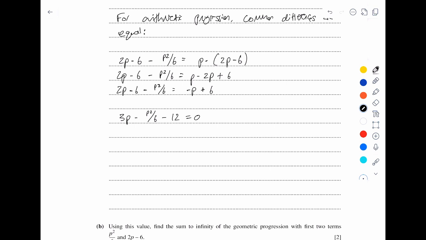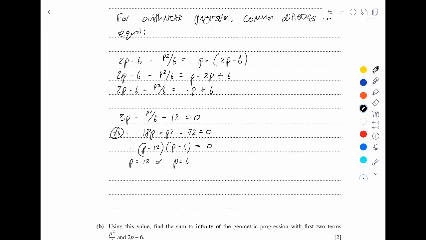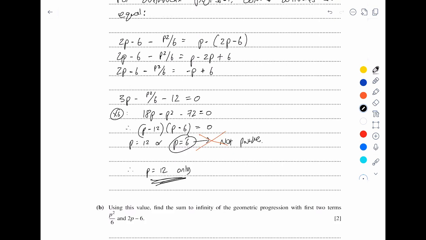From here, simply multiply by 6, rearrange, and we now have p minus 12 times p minus 6 is equal to 0, which means that p equals 12 or p is equal to 6. Question finished. Or is it? You see, remember what the question originally said. The common difference of the progression is not 0, which tells me that our only solution here is p is equal to 12.